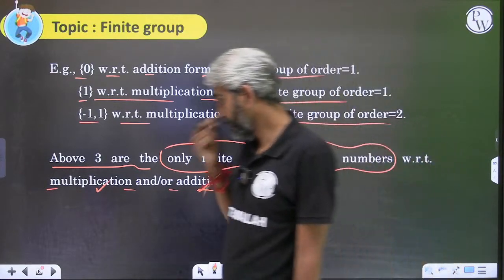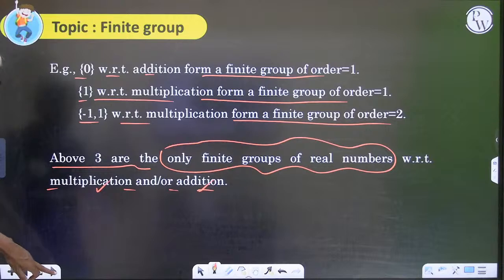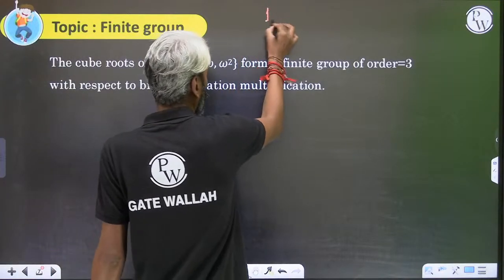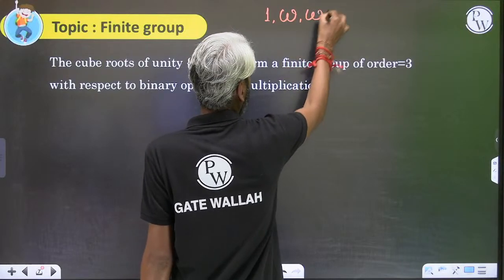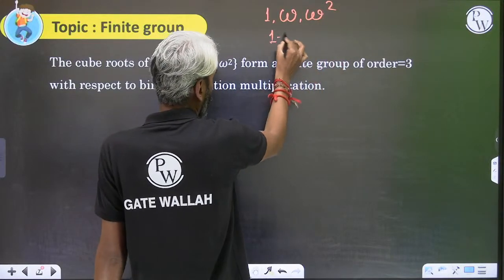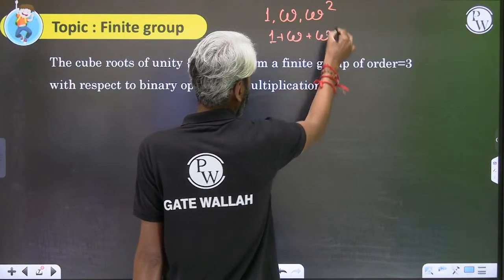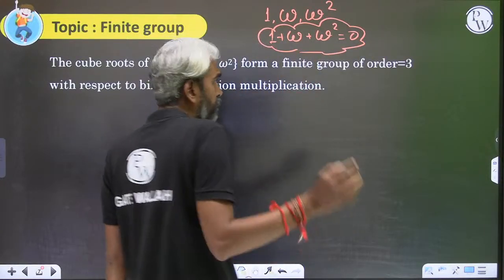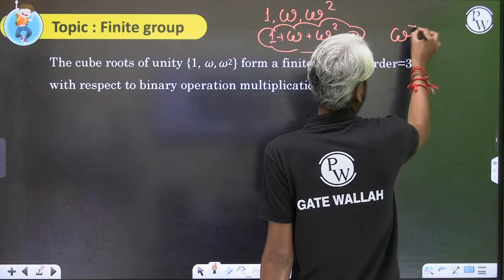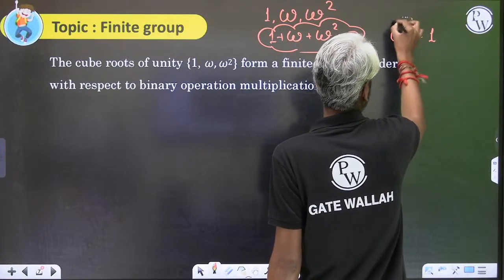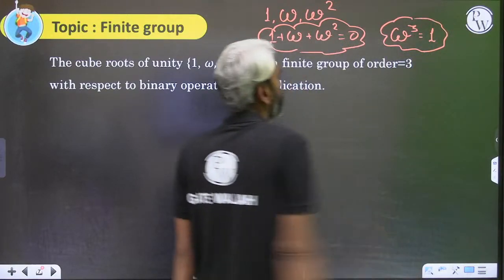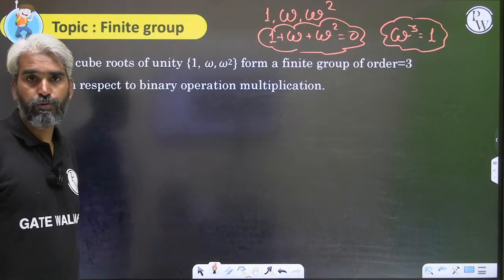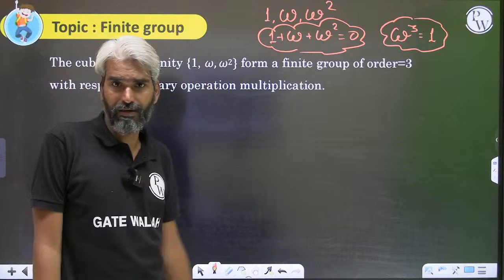So the very first example which we are going to take is the cube roots of unity. So what are the cube roots of unity? Sir, the cube roots of unity are 1, omega and omega square. Sir, what do we know? 1 plus omega plus omega square is equal to 0. That's the summation of the roots is equal to 0. Apart from that, we know that omega cube is equal to 1. So these are what we know from our childhood mathematics, right? So 1, omega and omega square are the cube roots of unity. Omega is not a real number.